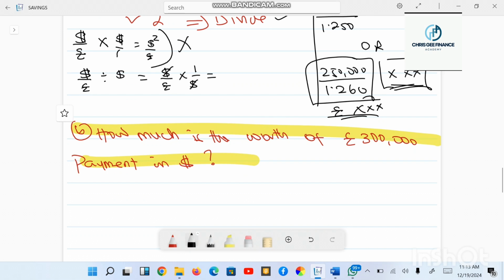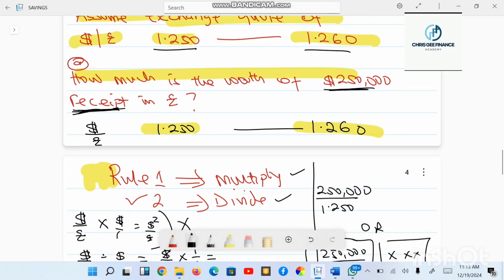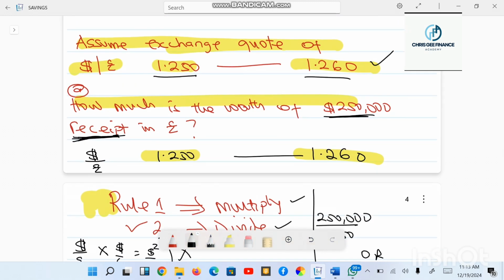So you can try this out. How much is the worth of a $300,000 payment in dollar? Try that using this same code and put your solution in the comment section. See you in the next class.